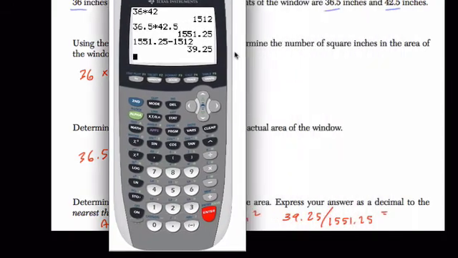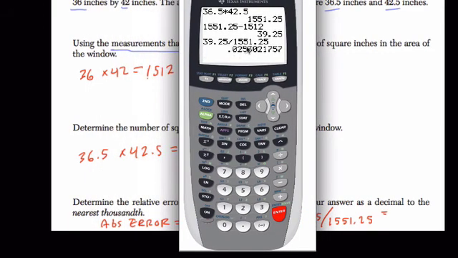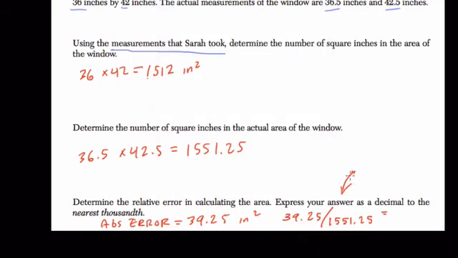So here, 39.25 divided by 1551.25. Oof, okay. It's 0.0253, and they want this to the nearest thousandth, so it would be 0.025. So here, we're 0.025 off in terms of relative error. So, right, if you want to find that as a percent, you can multiply it by 100. It's about 2.5% off.